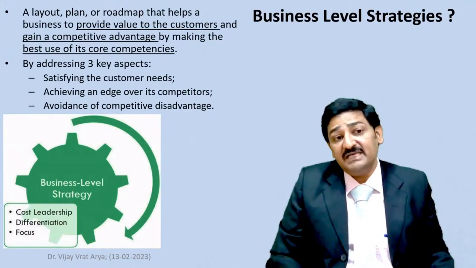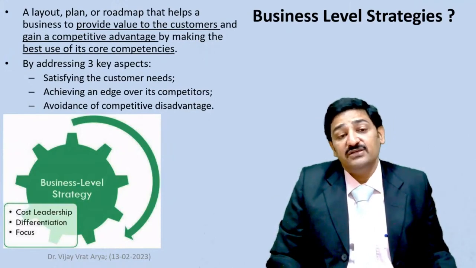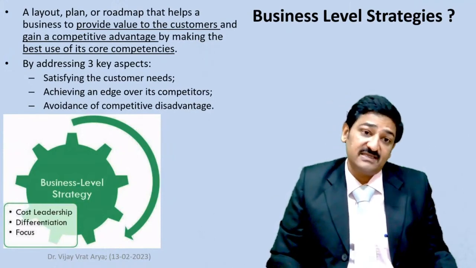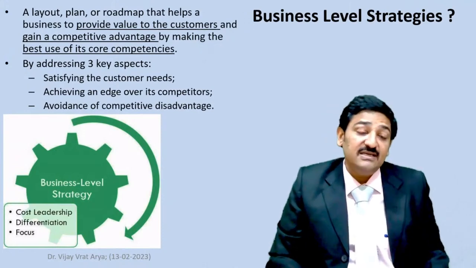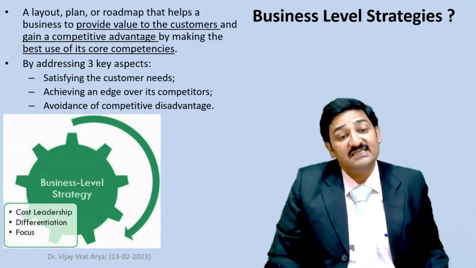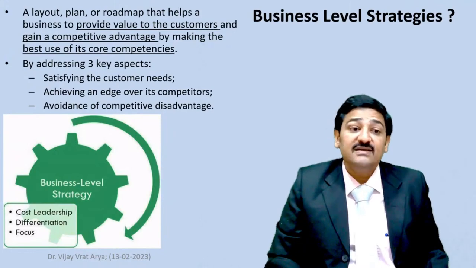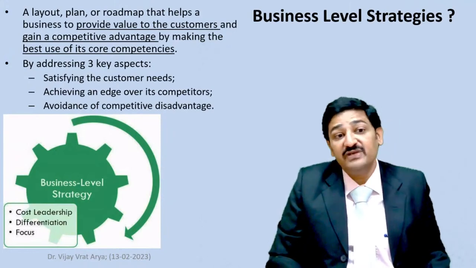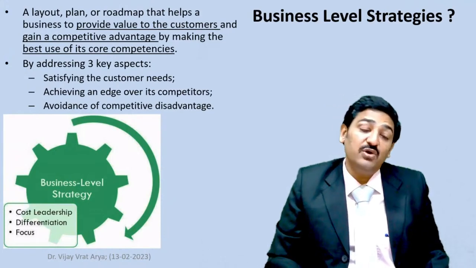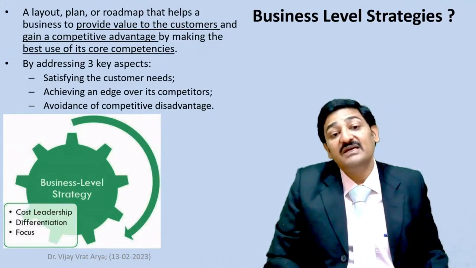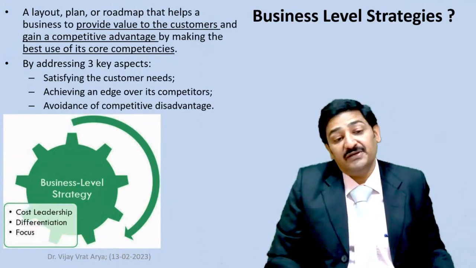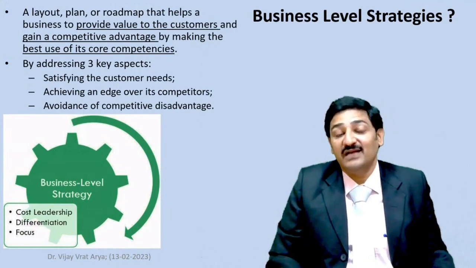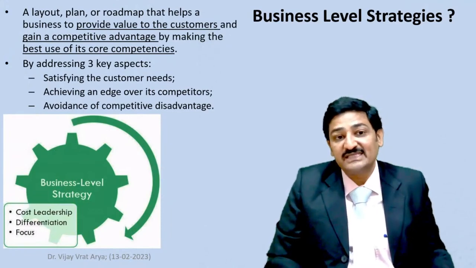Now, it can be referred to by addressing three key aspects which a firm always tries to emphasize. First is by way of satisfying the customer needs. Second is by means of achieving an edge over its competitors. And third is by way of avoidance of competitive disadvantage. And therefore, three business level strategies come to mind based on this discussion.